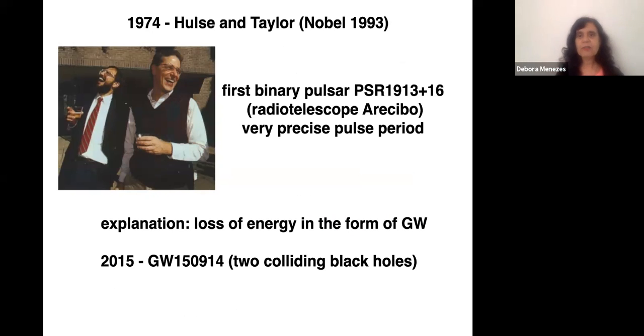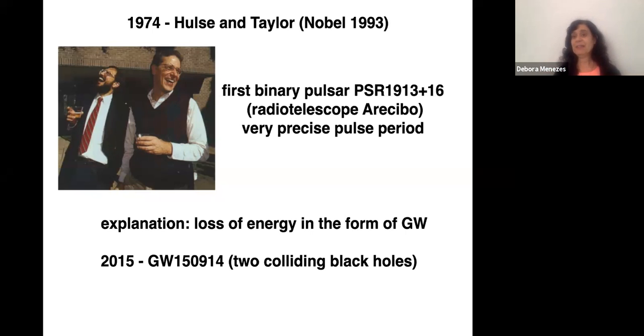Okay, so continuing the history of neutron stars, in 1974, Hulse and Taylor were observing this pulsar, PSR 19 something, in Arecibo, and it had a very precise period. They observed that there was some loss of energy, and they proposed that this loss of energy was the first indirect measurement of a gravitational wave. And actually they were awarded a Nobel Prize in 1993, and that's this picture. They are very happy celebrating the Nobel Prize.